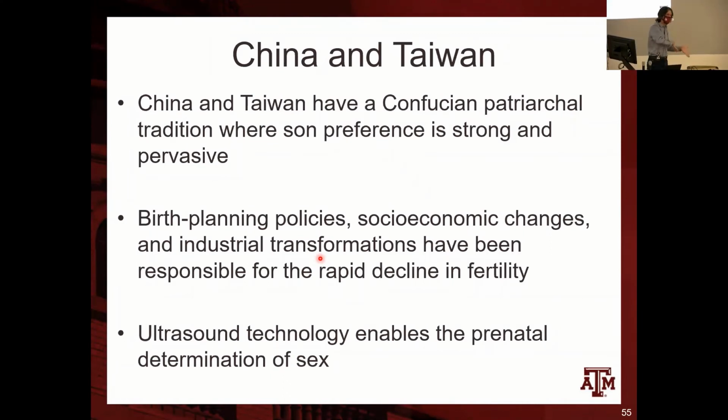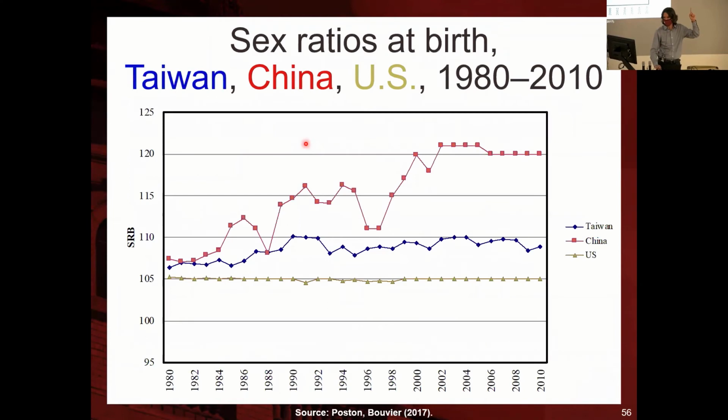And having fewer children but a preference for boys, then the sex ratio at birth increases a lot. And that's what we see in this graph. China in red, Taiwan in blue, and the US in green. The US is around the biological normal, 105 boys for every 100 girls being born in a specific year. And this is data from 1980 to 2010.